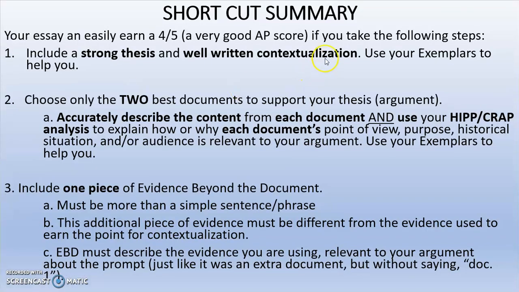In summary, you can easily earn your 4 out of 5, which is a very good AP score, if you make that strong thesis. Keep your exemplars handy while you're working on your thesis and your context. Those two are critical, especially the thesis, in setting up the rest of your answer. Choose the two best documents that support your thesis, but I'm also going to strongly recommend find that third one that you can use also.